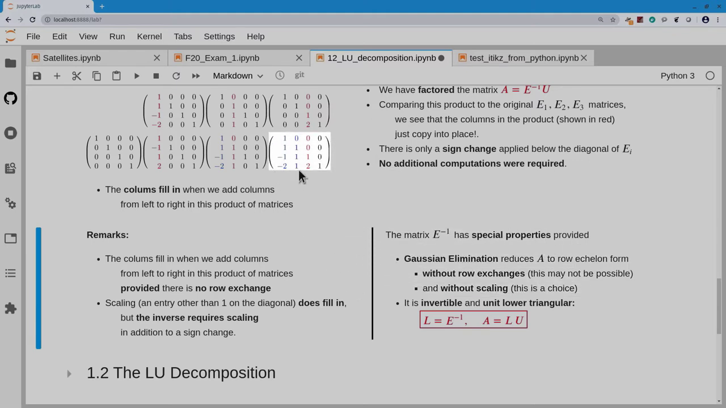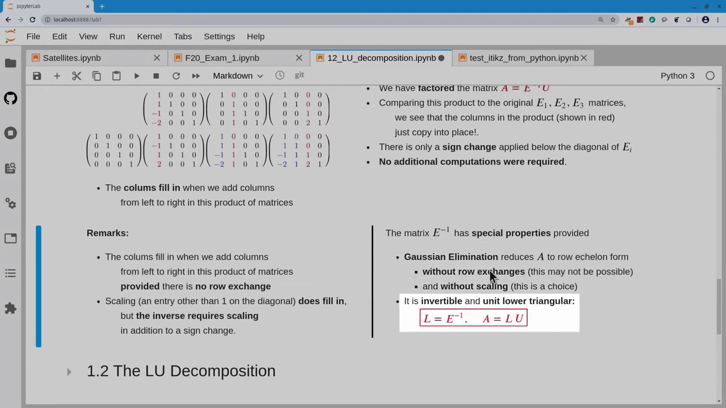The matrix that I end up with, the final matrix, look at its form. It's got ones on the diagonal and zeros above it. It is what is called a unit lower triangular matrix. It's composed of the product of the elementary matrices. It's an invertible matrix.